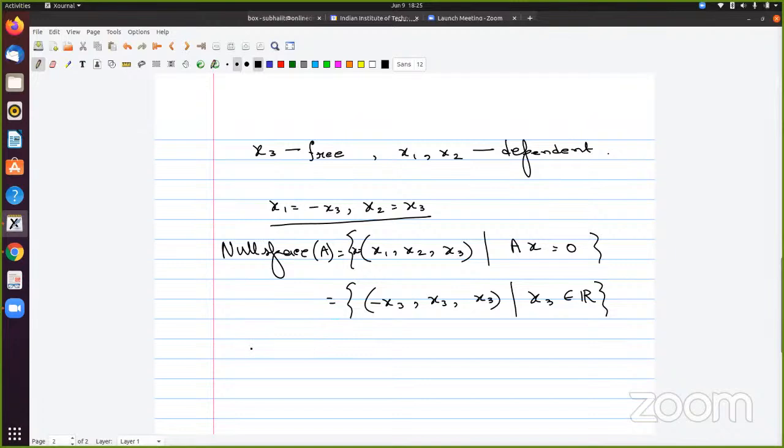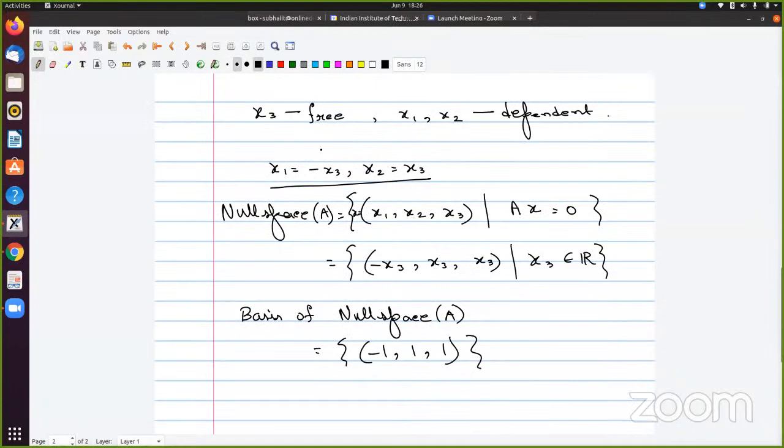Now if I want a basis of this null space, can you give me one? Minus 1, 1, 1. Exactly. One basis is obtained by putting the free variable as 1; there can be many bases. There is only one free variable, so this will be your basis. The number of free variables gives the dimension of the null space. The dimension is 1, and this is your nullity.